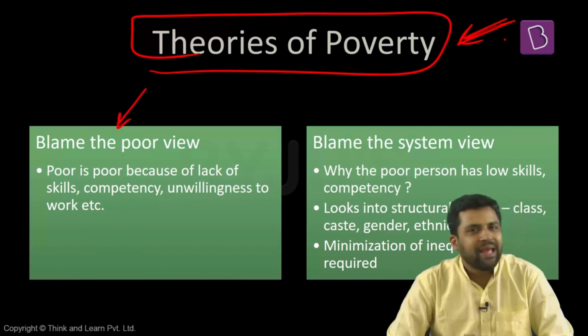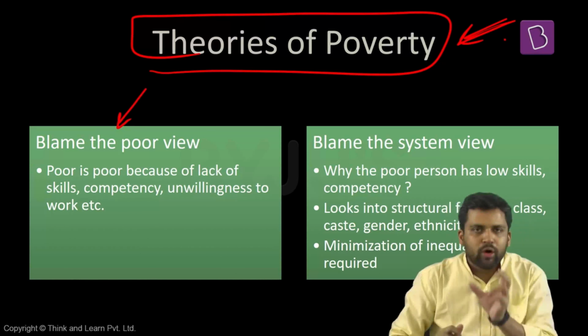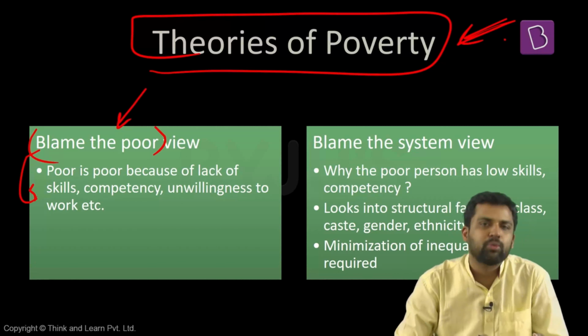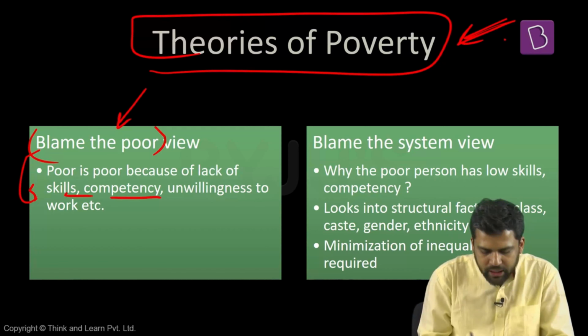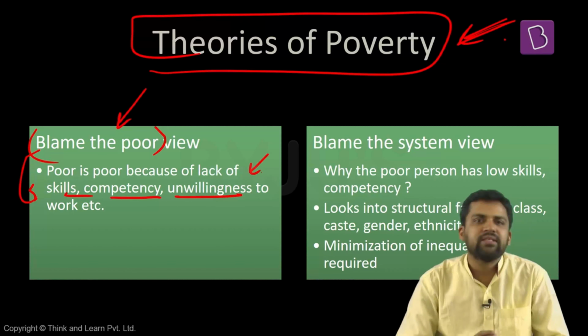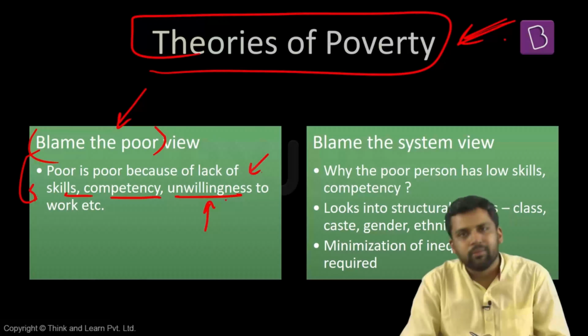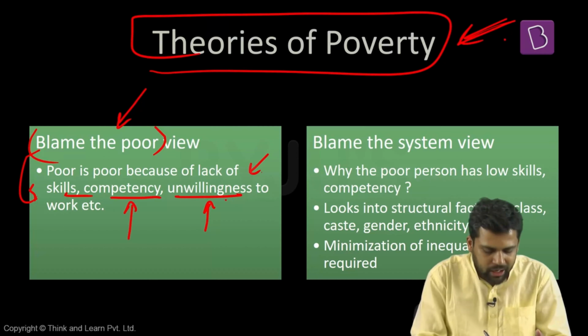Now, the first theory, the blame the poor view. According to this theory, the poor people are themselves responsible for their being poor. Poor people do not have skills, they do not have competency. Poor people might be lazy, they're unwilling to work. That is the reason they are poor. Had they been more willing to join the labor force, had they been competent, had they been skilled, they would not have been poor.